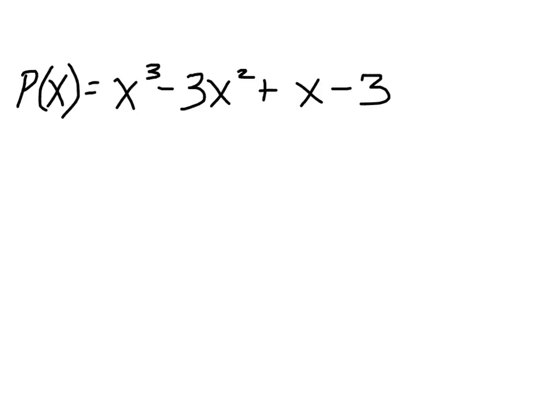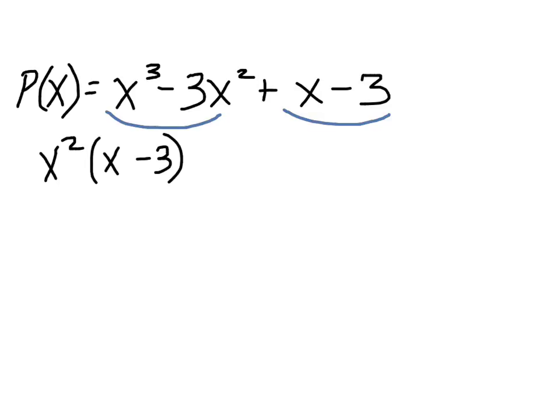Anytime you have four terms like this, I always try to group. So I'm going to group the first two with the last two. And in the first two, I take out what I can. So I can take out an x squared, leaving me x minus 3. And in the back, I can't take out anything, or if I do take out anything, it's a 1. Now when you factor by grouping, the thing you want to see happen is that those two match, which they do.